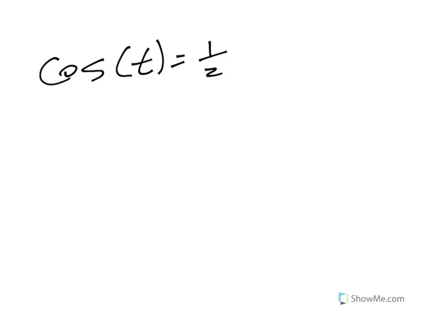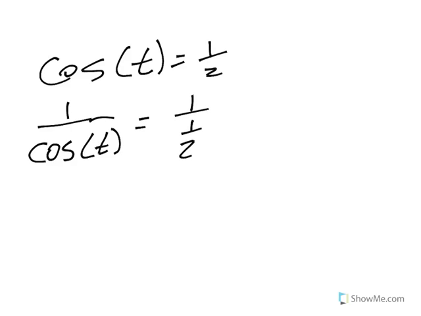So let's say that cosine of t equals 1/2. And this is a special value, so I could actually look at what values for t make that happen, but I'm not so concerned about that. What I want to look at is what happens when I take the reciprocal. What is 1 over 1/2? And what you get is 2.